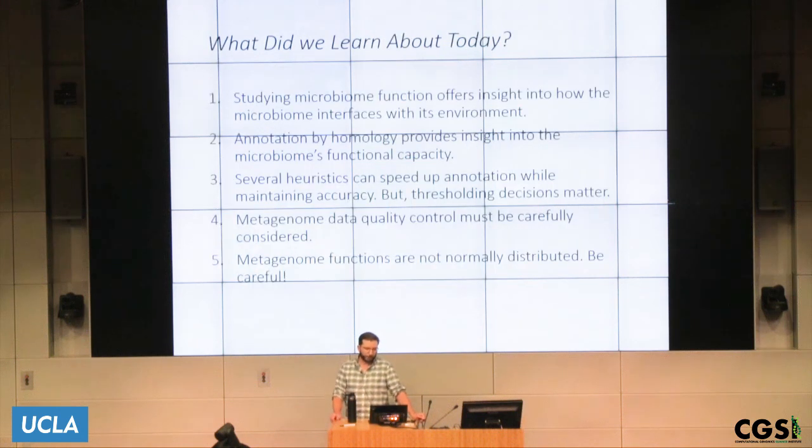So what did we learn about today? Well, you can study microbiome function to obtain insight into how the microbiome interfaces with its environment. Annotation by homology is one way that can provide this insight. There are some heuristics that can speed up annotation, like gene prediction, fast blast procedures, sequencing fewer reads while maintaining accuracy, but you want to be considerate of thresholding decisions. And then finally, I'll just note that metagenome data quality control and statistical analysis needs to also be carefully considered.